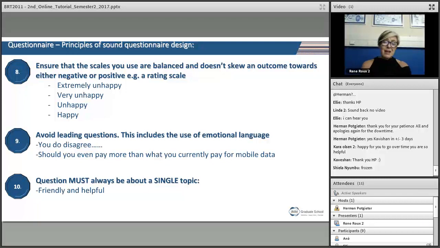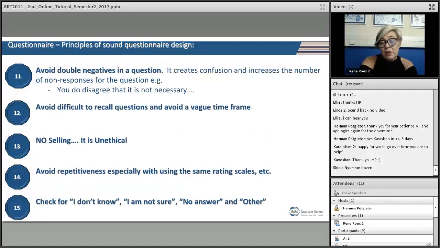Make sure that your questions cover only a single topic. Please rate the staff on being friendly and helpful. Which one are they rating? Are they rating the staff because they're helpful or because they're friendly? Because the two are not the same. And you cannot make assumptions when you analyze it.